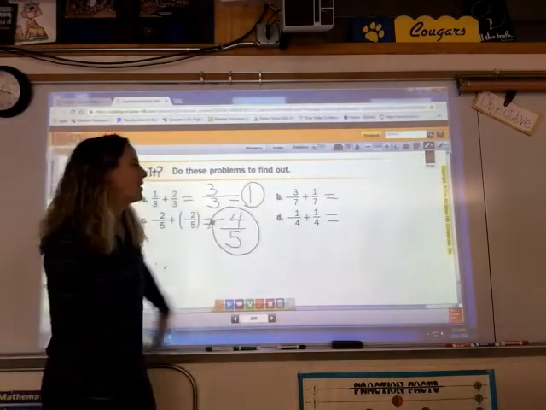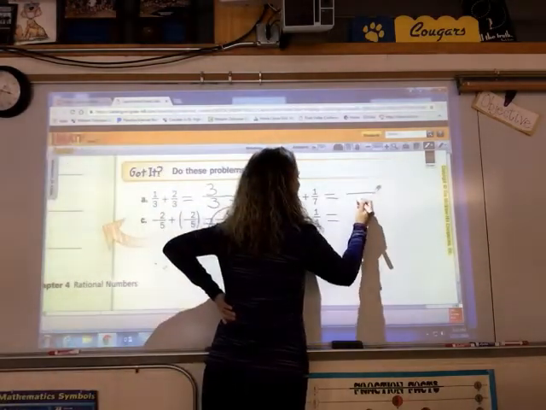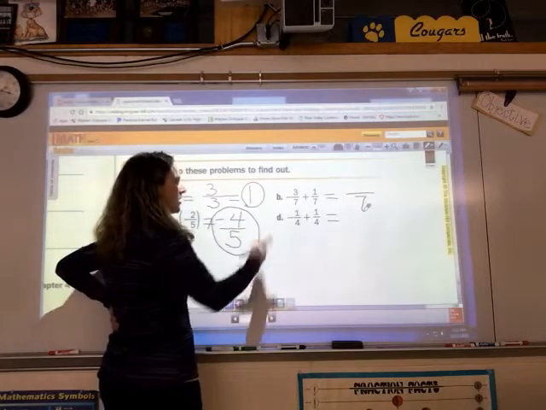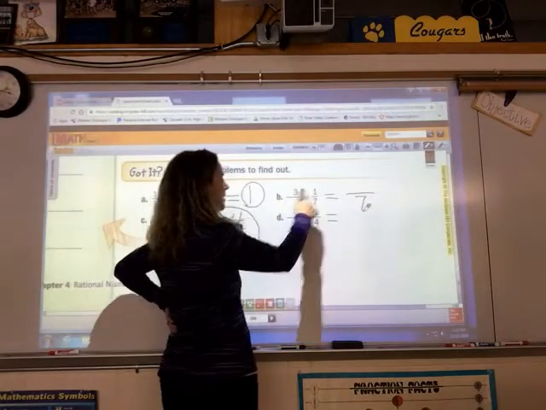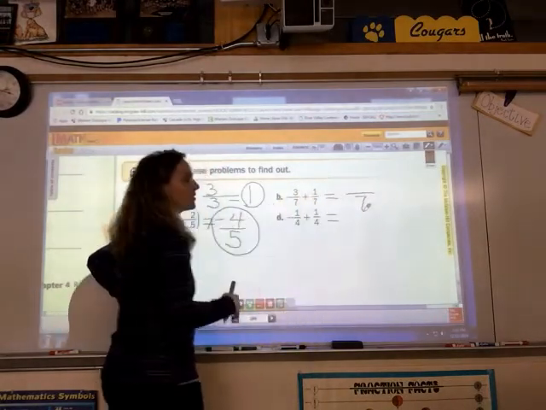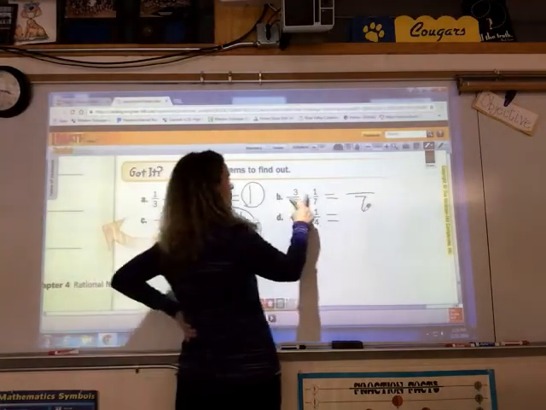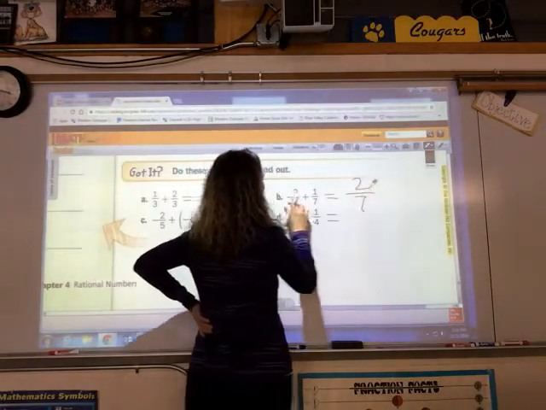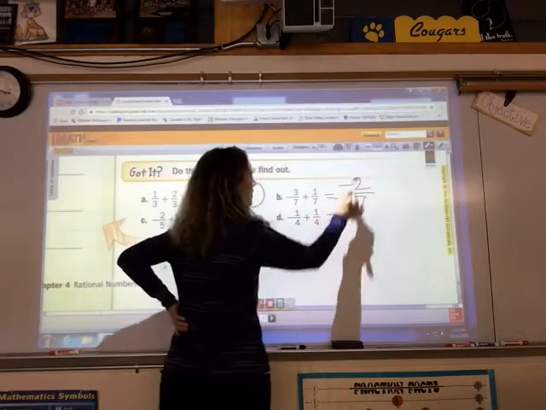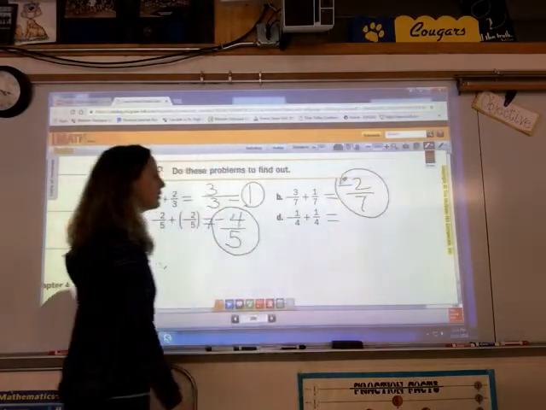Looking at got it problem letter B, denominators are both 7, so I'm going to put 7 as my denominator. -3 plus 1. I've got a negative and a positive, so technically I'm going to subtract those two. So 3 minus 1 would be 2, and 3 has a larger absolute value, so -2/7 would be our answer there.